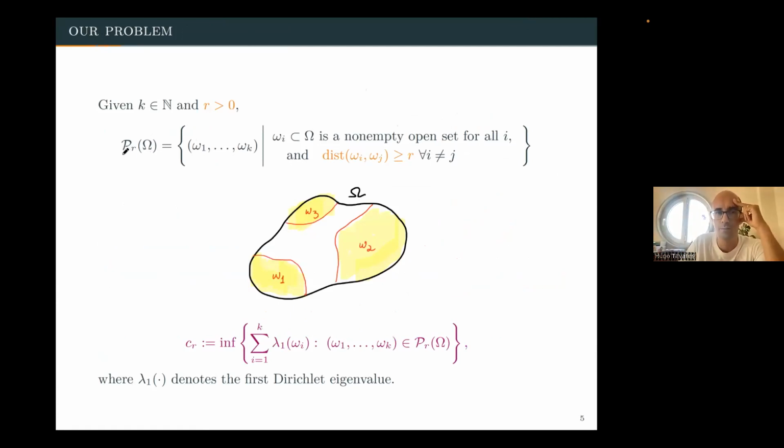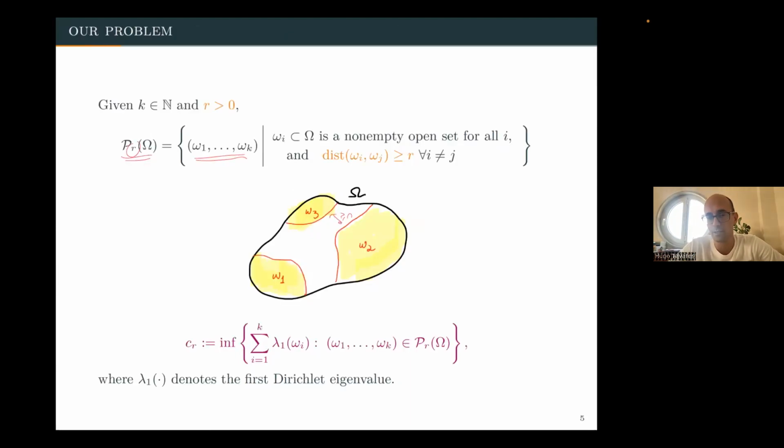So just notation now. I'm fixing K as the number of sets, and R as the distance that I impose between the sets. So P_R will be, omega is always fixed, right? And the sets are non-empty, mutually disjoint. These sets of the partition are at distance at least R. Okay, and the minimization problem is as follows. In each one, I compute its first eigenvalue, and then I summarize and ask myself: is there an optimal partition? And if so, what are its properties?